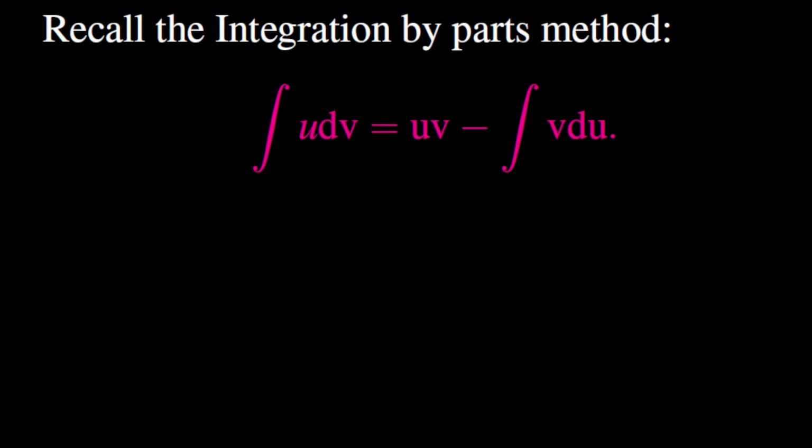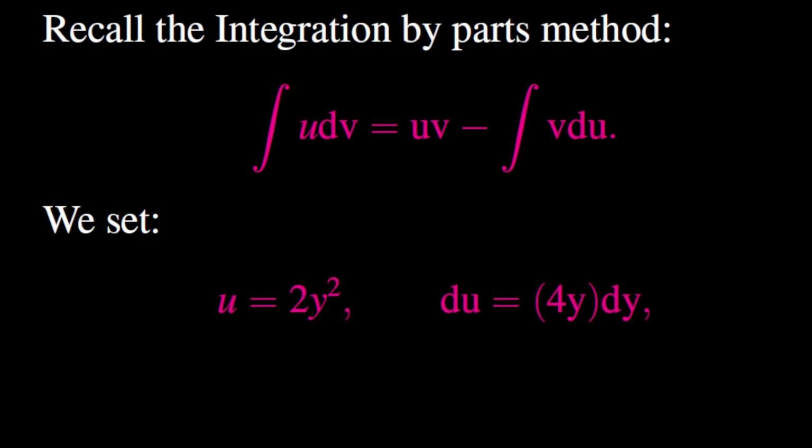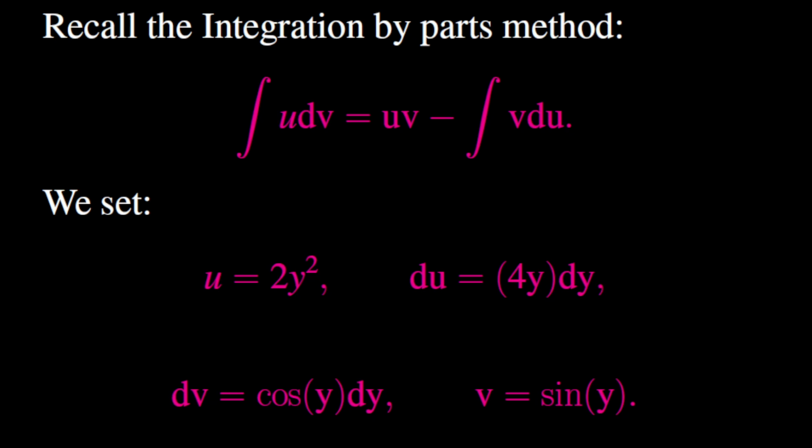Let us briefly review the method of integration by parts. We know that the integral of u dv is equal to u times v, minus the integral of v du. In sum, we set u equal to 2y square, so du equals 4y dy, and dv equals cosine of y dy, and v equals sine of y.